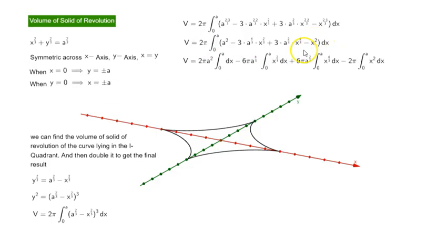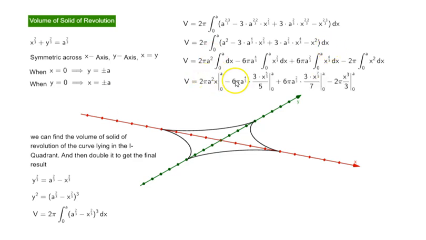Now let's split this integral. V is equal to 2 pi times a square is a constant, so we take it out, and integral 0 to a of 1 dx because we have taken a square out, minus 3 times 2, that is 6 pi times a^(4/3) times the integral from 0 to a of x^(2/3) dx plus 3 times 2, that is 6 pi a^(2/3) times the integral from 0 to a of x^(4/3) dx minus 2 pi times the integral 0 to a of x square dx.